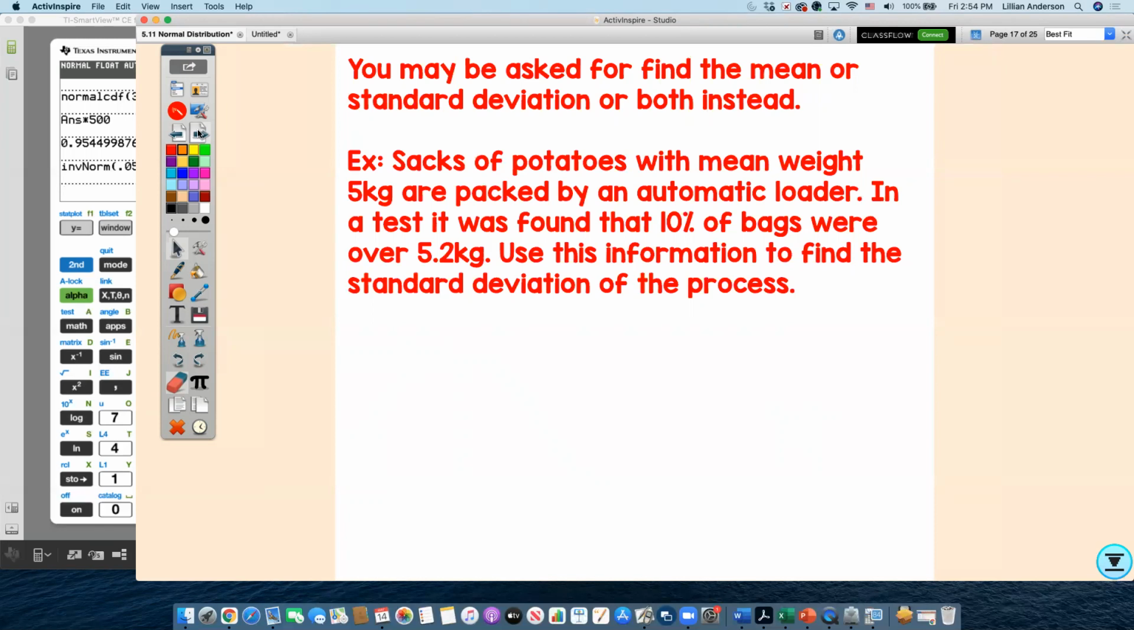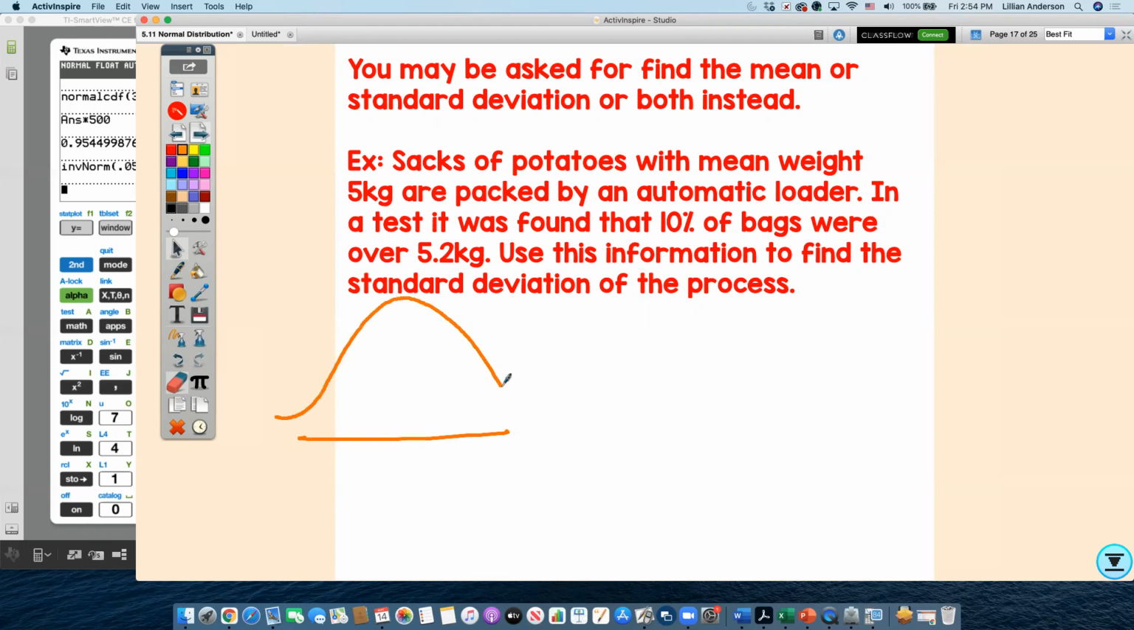You may be asked to find the mean or standard deviation or both instead. It says a sack of potatoes with a mean weight of 5 kilograms are packed into an automatic loader. In a test, it was found that 10% of bags were over 5.2 kilograms. Use this information to find the standard deviation of this process.